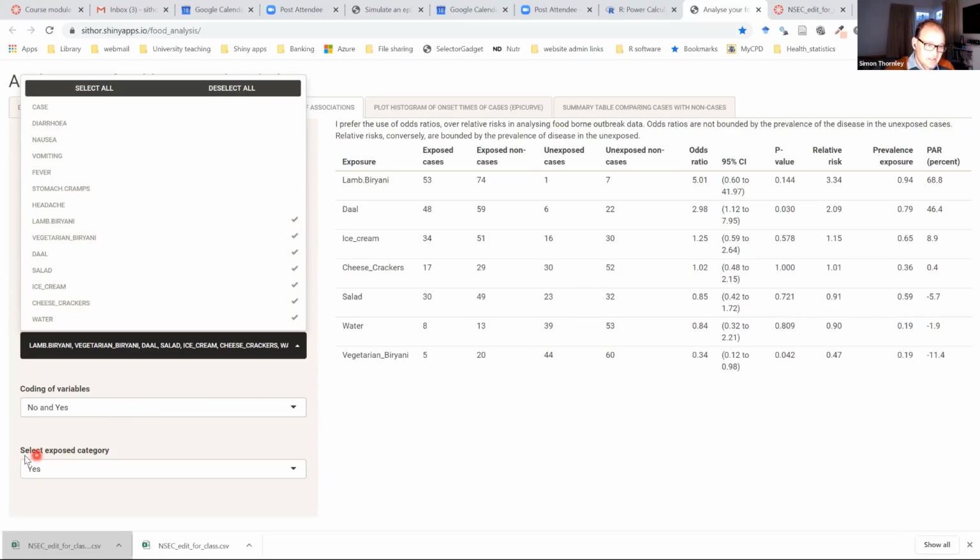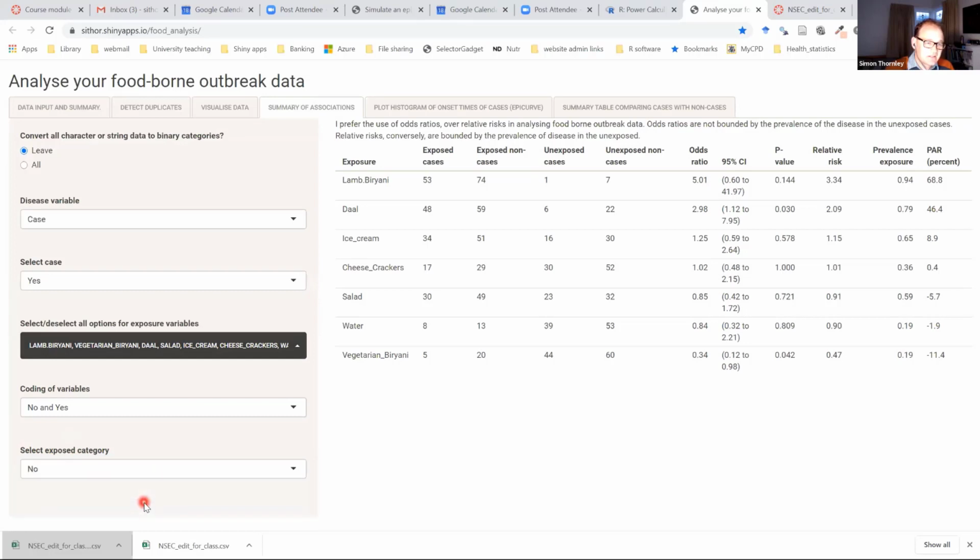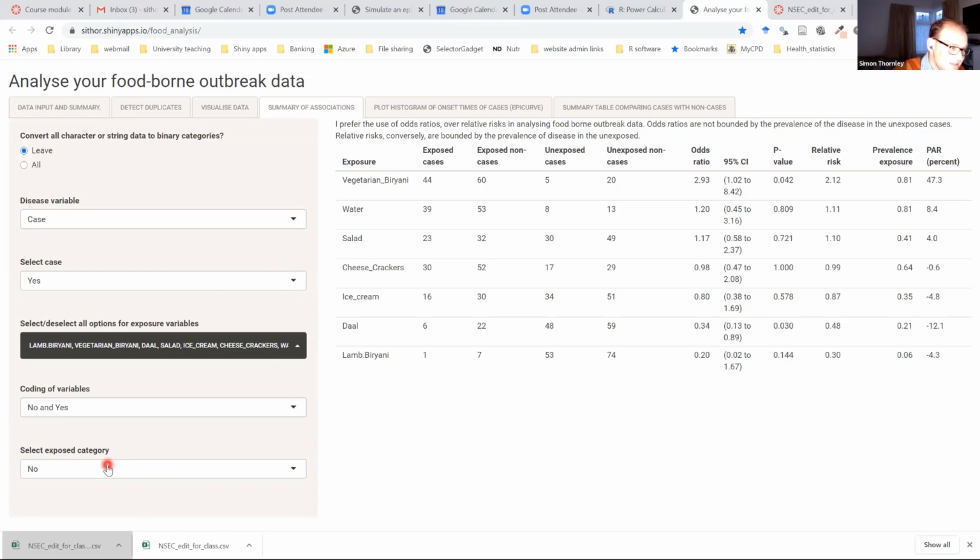And you want to select the exposed category. If you select the unexposed, it's going to actually give you the wrong answer. It's going to give you those foods which were protective as having the strongest association, rather than the ones that are actually most strongly associated with disease. So you've got to get these things around the right way. If you get them around the wrong way, then it gives you the wrong answer.